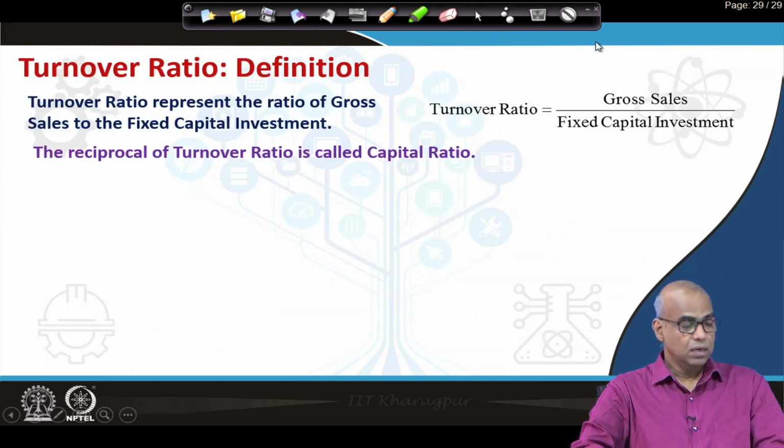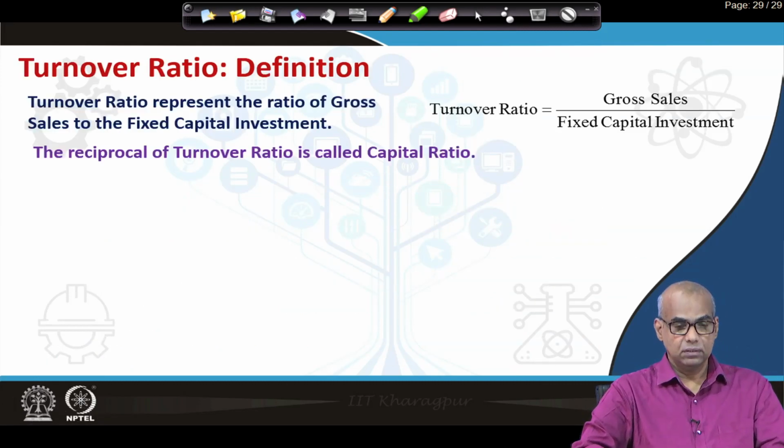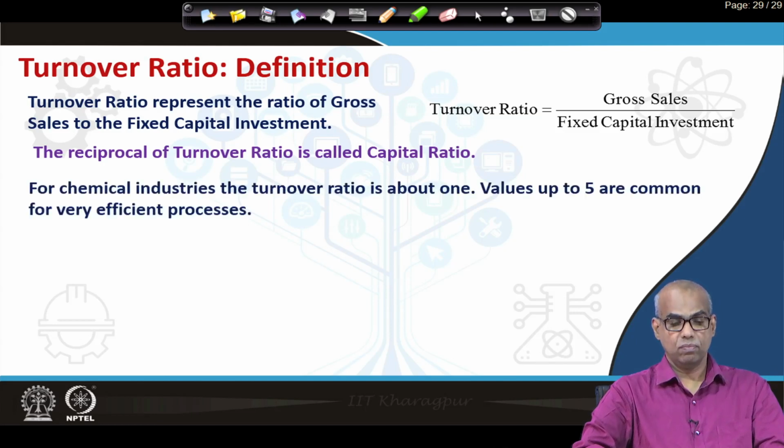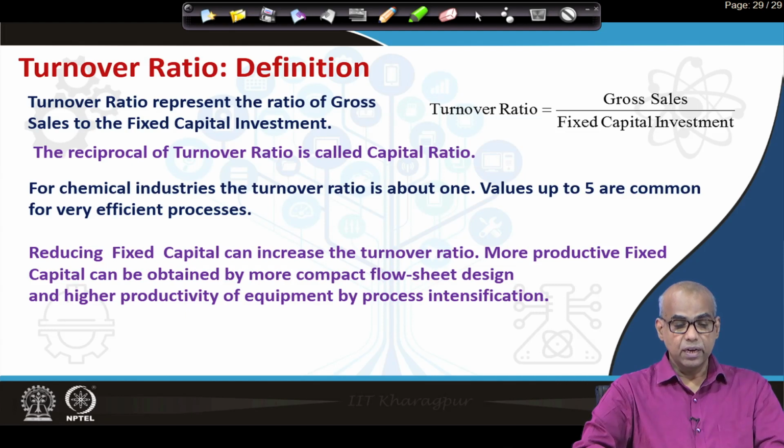Now, we will define a term known as turnover ratio. Turnover ratio represents the ratio of gross sales to the fixed capital investment. So, turnover ratio equals gross sales divided by fixed capital investment. The reciprocal of turnover ratio is called capital ratio. For chemical industries, the turnover ratio is about 1; values up to 5 are common for very efficient processes. Reducing fixed capital can increase the turnover ratio. Look, the fixed capital investment goes in the denominator of the definition. So, reducing fixed capital can increase the turnover ratio.